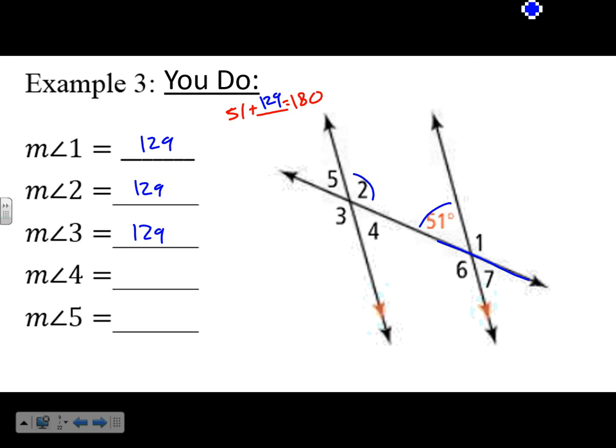Again, you have to kind of do 2 steps. We know this is 129, and so these are vertical angles. You can't just do it kind of directly in one step. Angle 4, alternate interior with our original 51. That's still 51. And angle 5 is corresponding with our original angle.